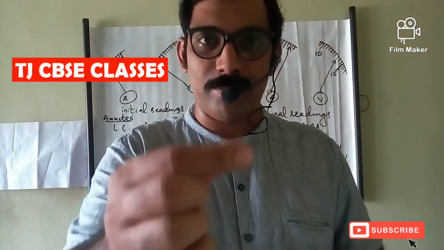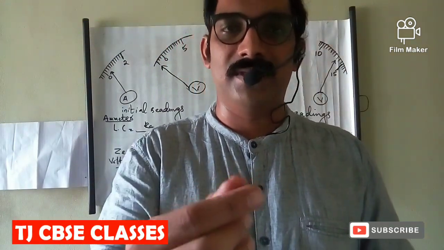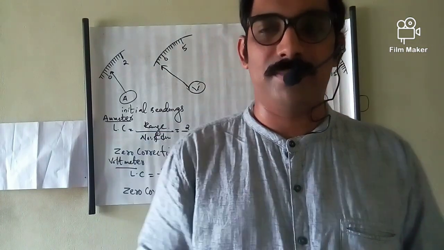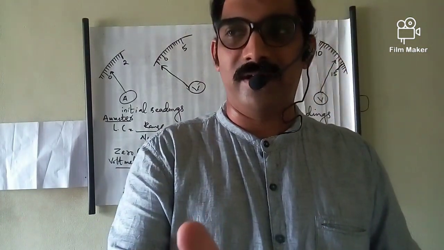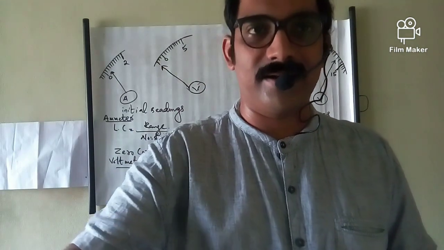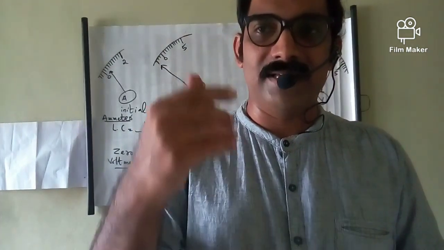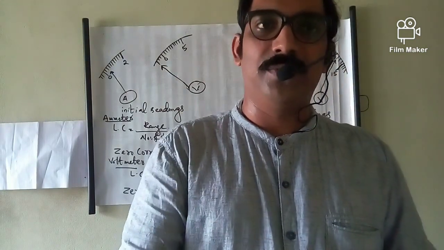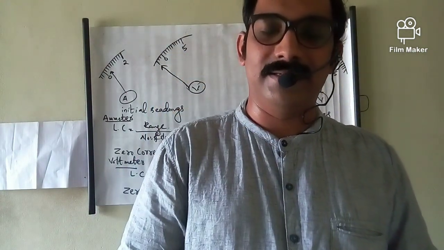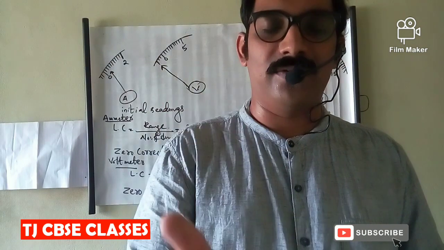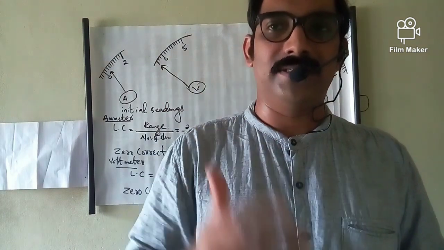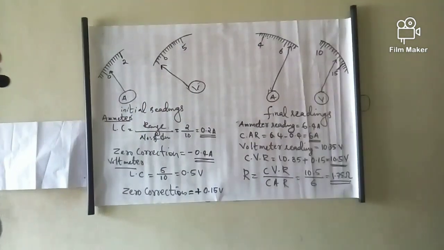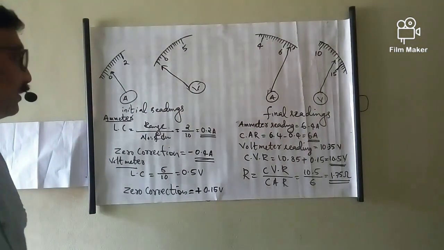Here we are discussing one more problem related to Ohm's law. There are some difficulties in solving this problem, because if you are taking voltmeter and ammeter readings, and any zero correction or zero error is there, then we should correct the zero error in the voltmeter and ammeter readings. Here one problem is there.